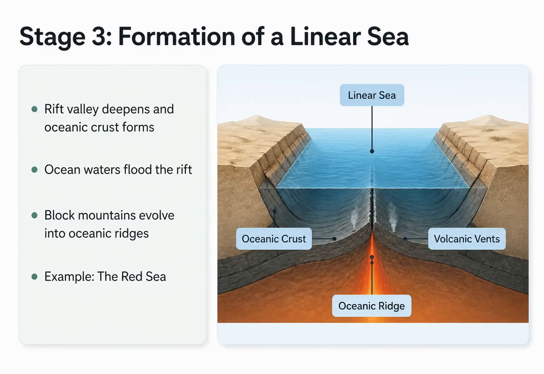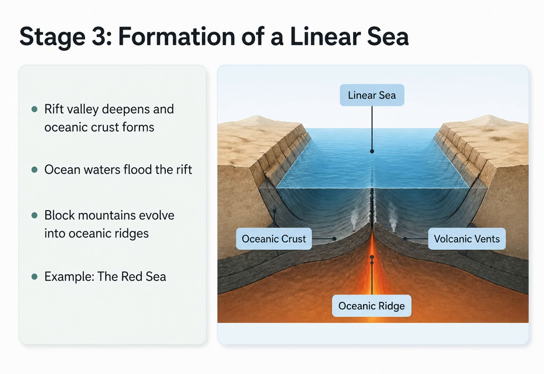Moving to the third stage of rift evolution, we see the formation of a linear sea. As the Rift Valley deepens due to continuous divergence, the thinned continental crust is eventually replaced by dense oceanic crust. This depression allows ocean waters to flood in, creating a narrow, linear sea, much like the modern-day Red Sea.